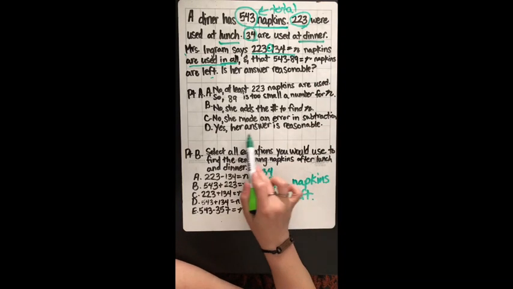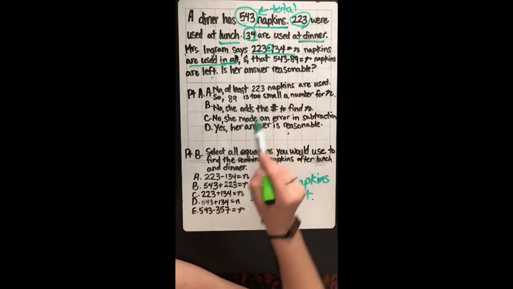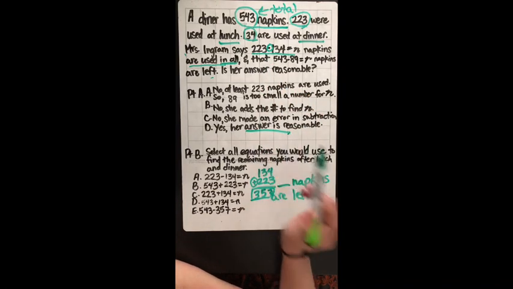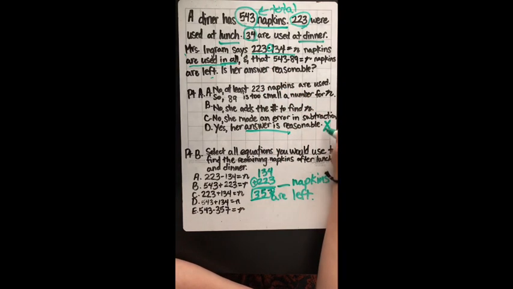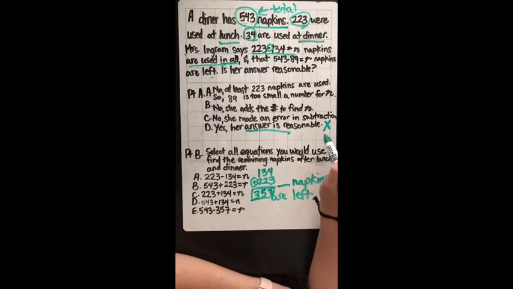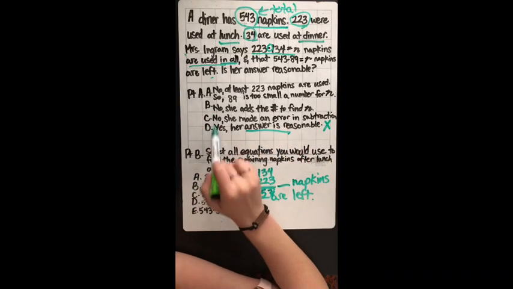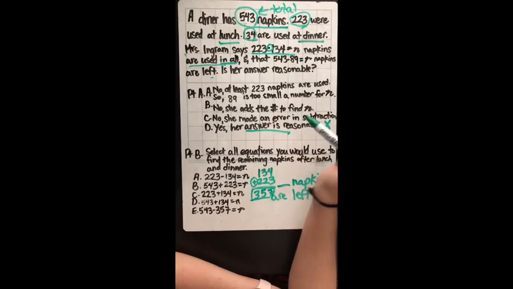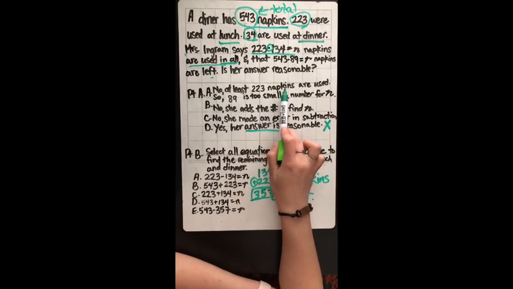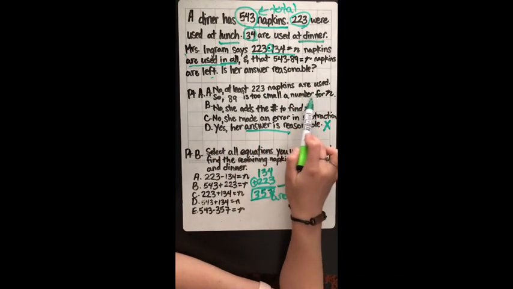So first of all, yes, our answer is reasonable. Well, if I messed up step 1, is my answer reasonable? No, it sure will not be. So I'm going to know that that one's a booger right away. Now my other part A answers are trying to figure out the mistakes. No, at least 223 napkins are used, so 89 is too small a number for N.